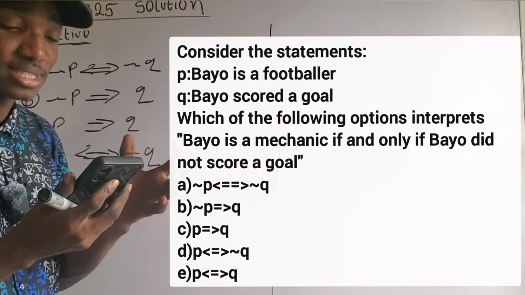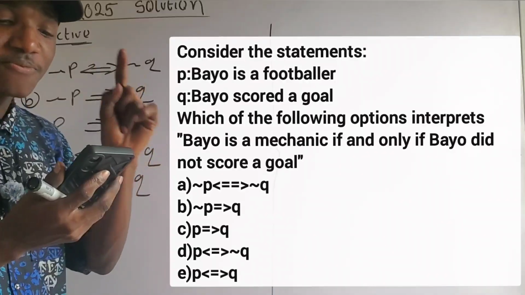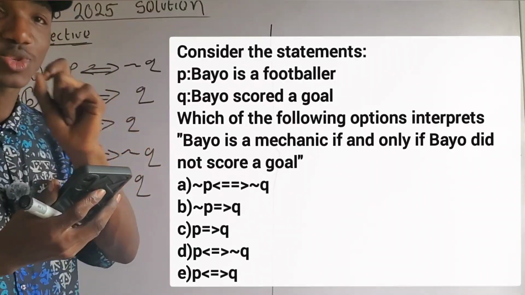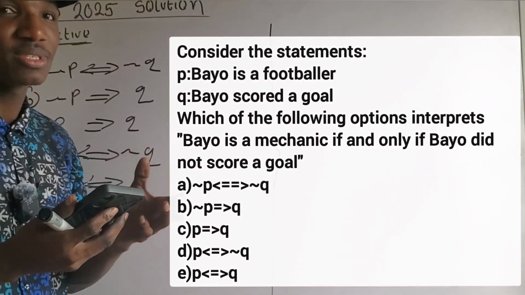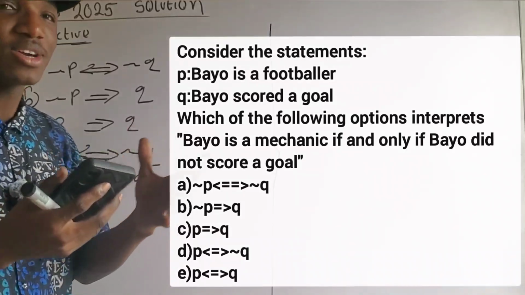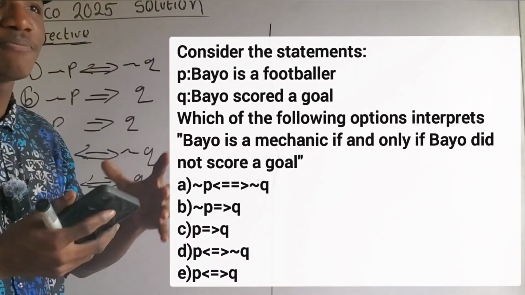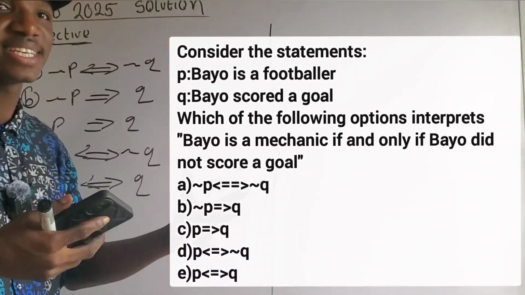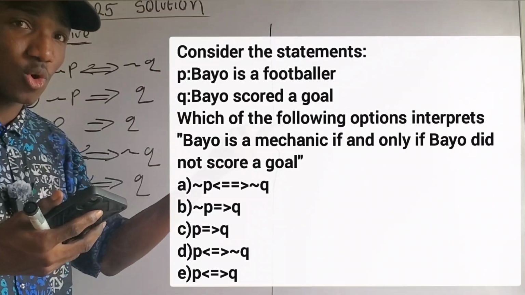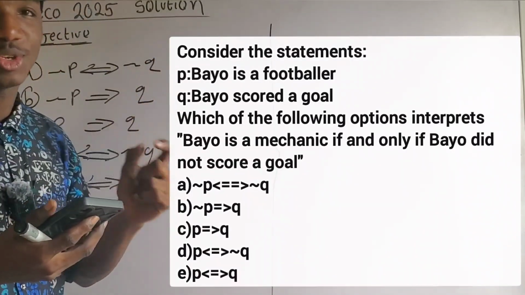Because we are asked to interpret Bayo is a mechanic if and only if Bayo did not score a goal. So that means that if Bayo is a mechanic, that means Bayo is not a footballer. And if Bayo is not a footballer, that means that we are negating the other statement that was given to us, which is what? Bayo is a footballer.